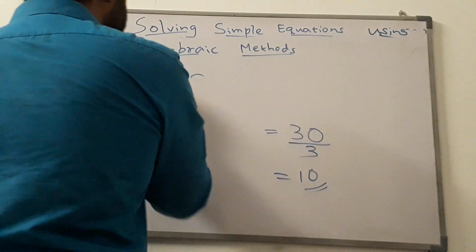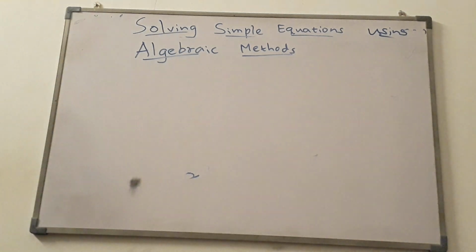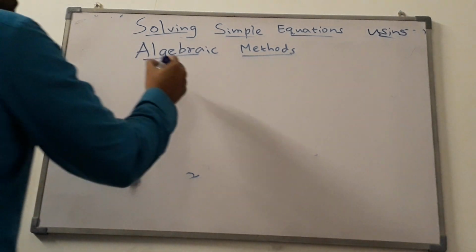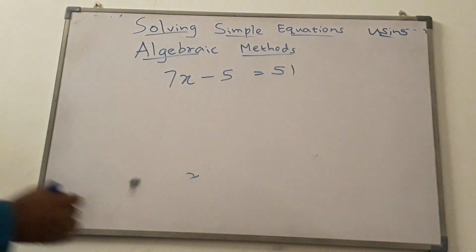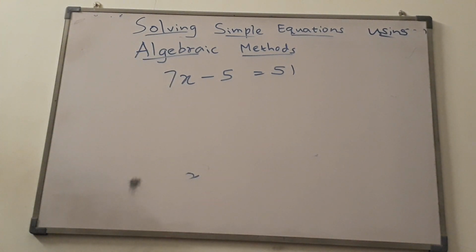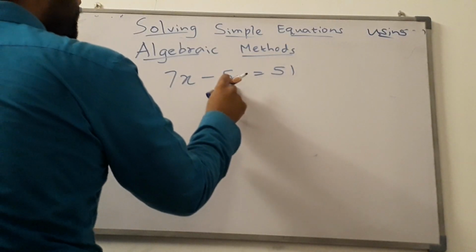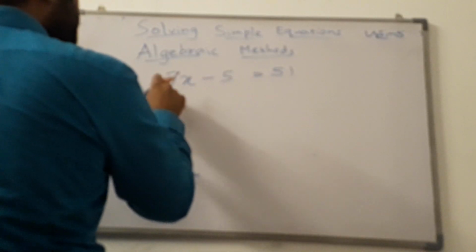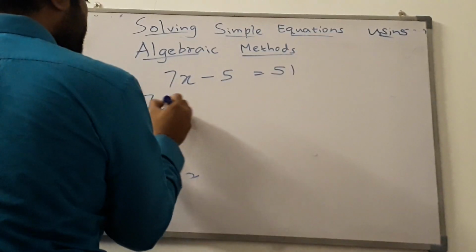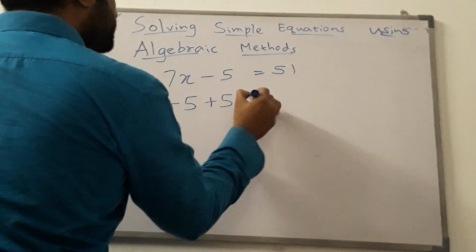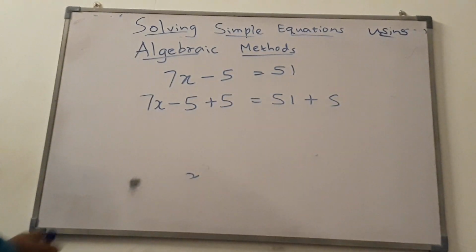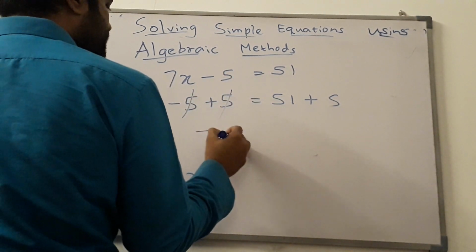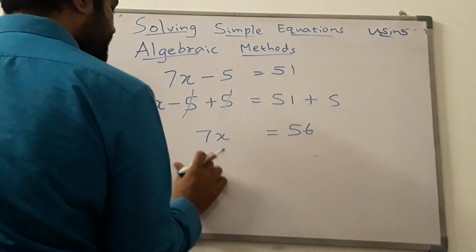Next, we will take another example. 7x minus 5 equals 51. Okay. First we have to remove minus 5, not 7, but minus 5. So we add 5 to both sides. When we add 5 to the left hand side, we have to do the same thing to the right hand side. So minus 5 and plus 5 get cancelled. 7x equals 56.